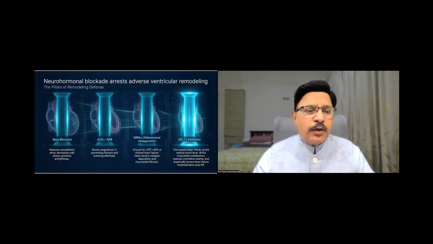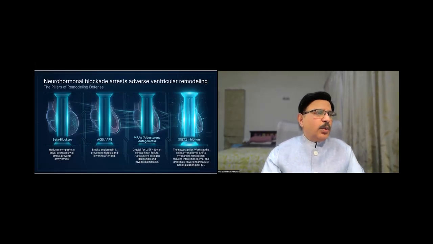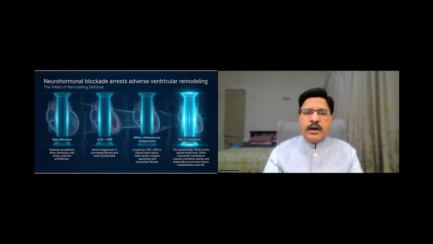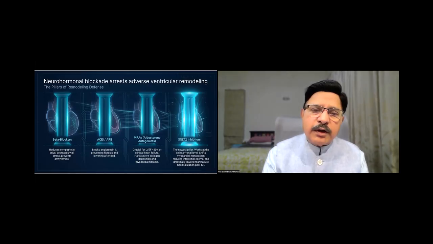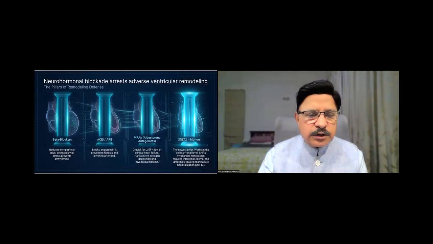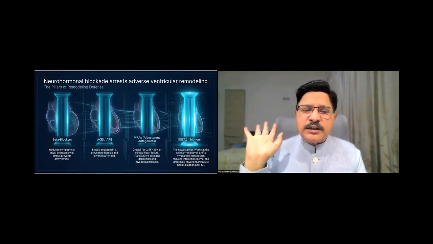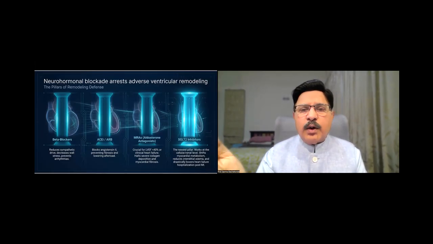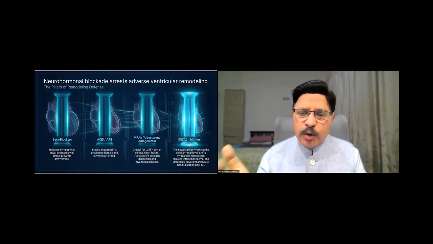Okay, now what are the 4 pillars you have? Neurohormonal blockade arrests adverse ventricular remodeling. Beta blockers are a must, with all the appropriate contraindications. They reduce the sympathetic drive, decrease the wall stress, and prevent arrhythmias. ACE inhibitors or ARBs, non-negotiable. They block angiotensin to prevent cardiac fibrosis and lower the afterload and remodeling.